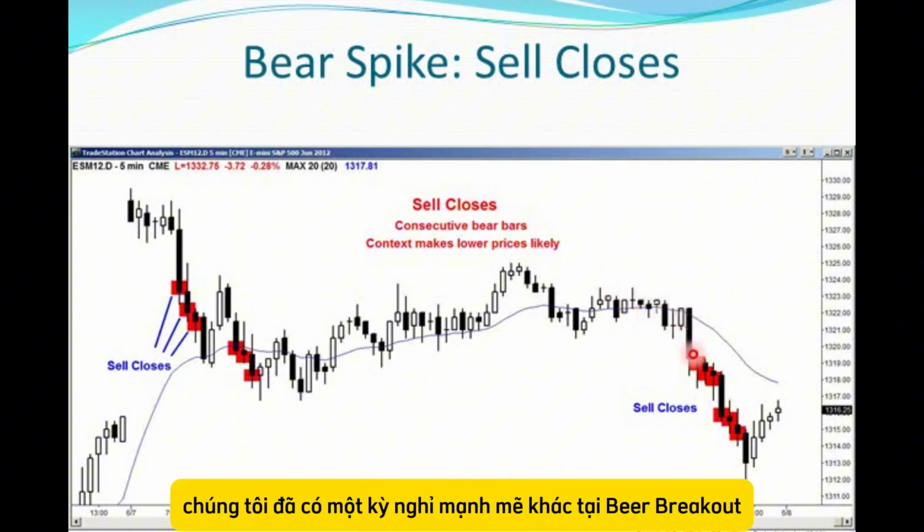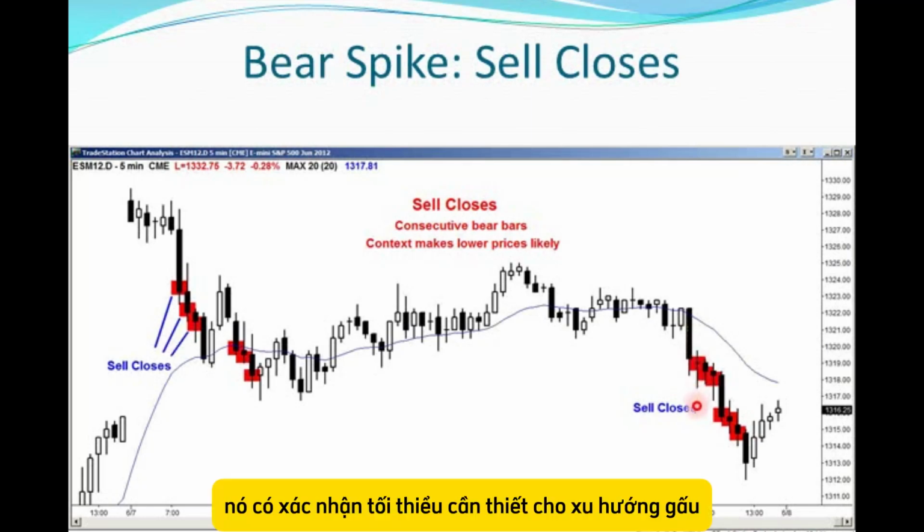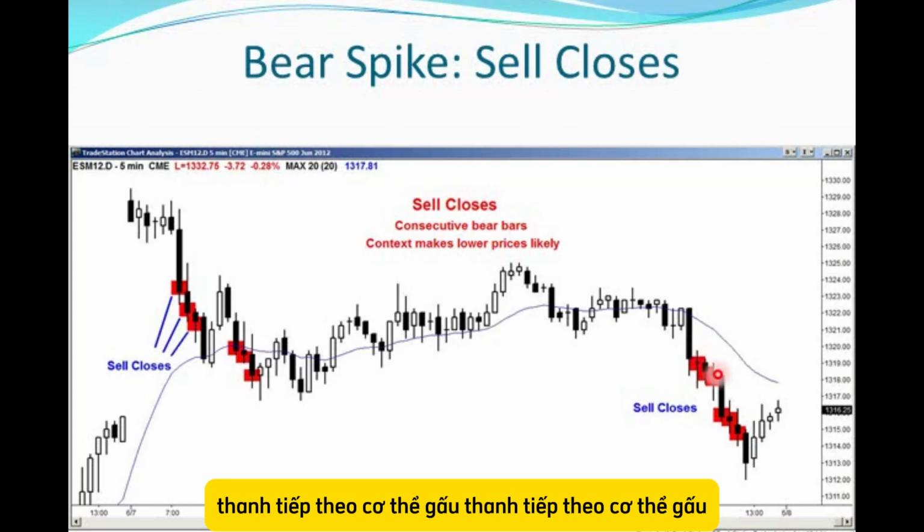We had another strong bear breakout. The follow-through bar, a doji, had the minimum confirmation needed for a bear trend. It did not have a bull body. It was not a bull reversal bar. Next bar, bear body. Next bar, bear body.